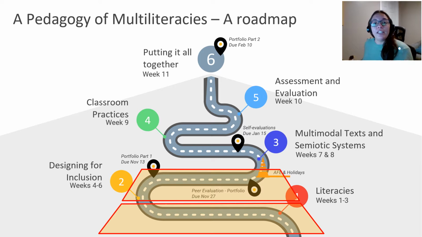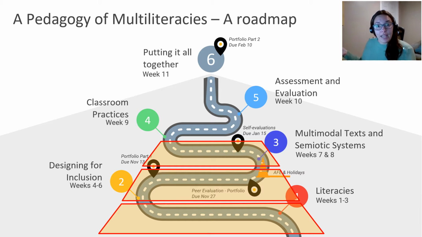So from a critical literacy point of view, we will learn about the multimodal text and semiotic systems and how to use multimodal text in the classrooms, both for consumption and for production. This is what we call creating to learn. So let's get started with that.